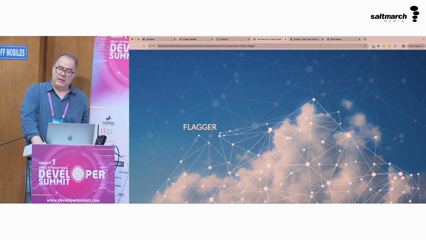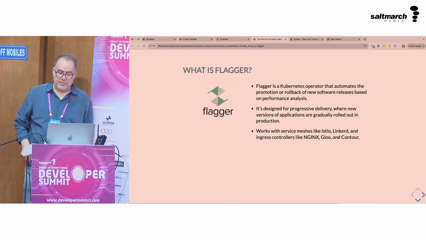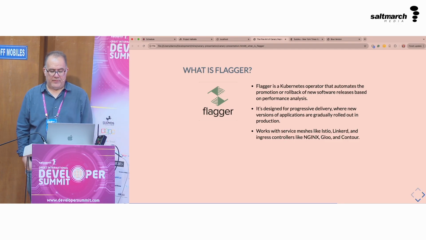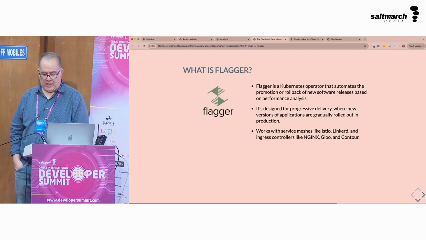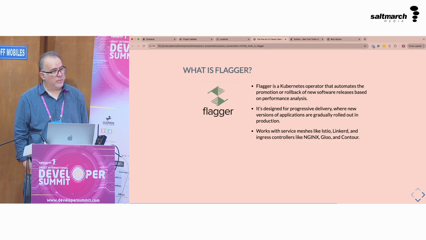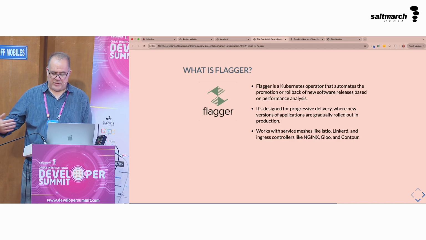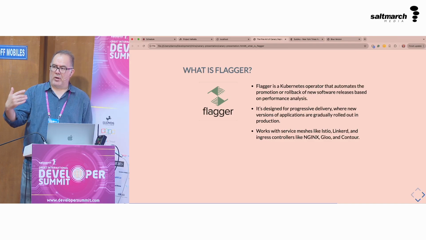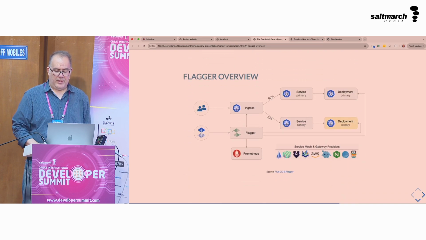Let me show Flagger as the next one. Flagger is a Kubernetes operator that automates the promotion or rollback of new software releases based on performance analysis. And this will be using Prometheus as well. Okay? Designed for progressive delivery where new versions are gradually rolled out into production. So now we're getting a little bit more automated to do these kinds of canaries. And it works with Istio, Linkerd, and other ingress controllers out there.